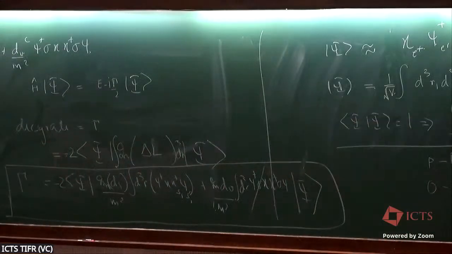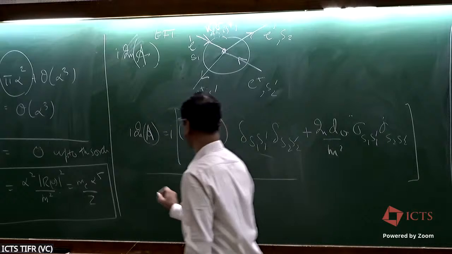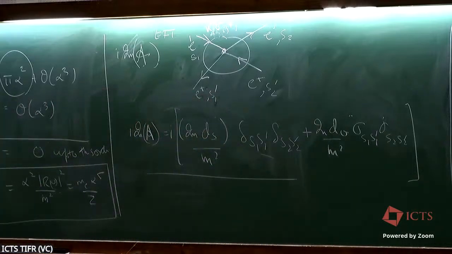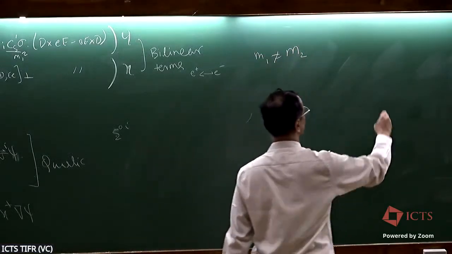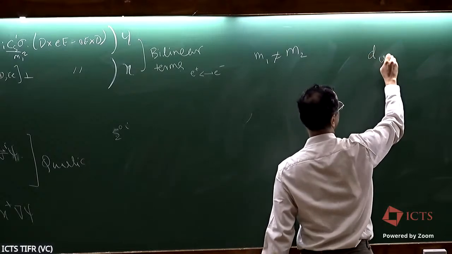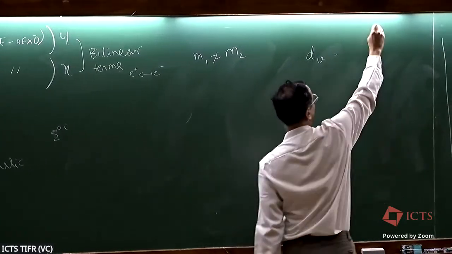So just for one second, there are a couple of things I said. First of all, if M1 not equal to M2, then the dV that we got was order alpha because you had this annihilation diagram.